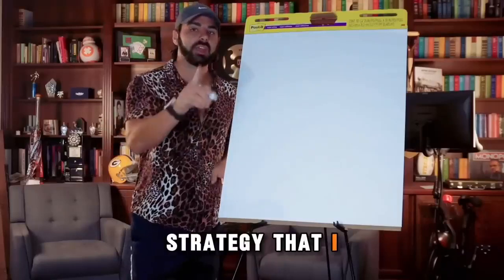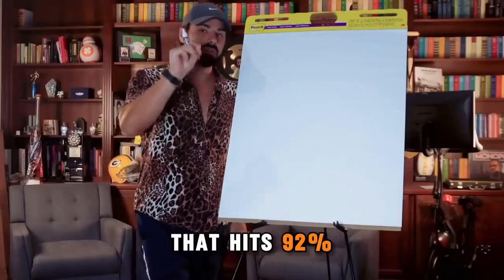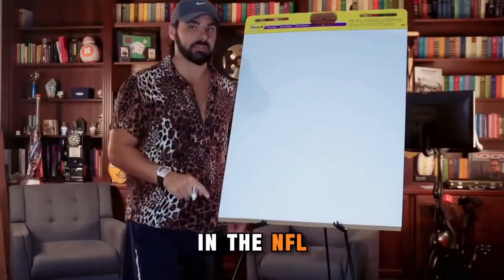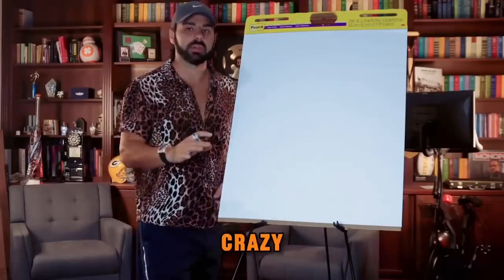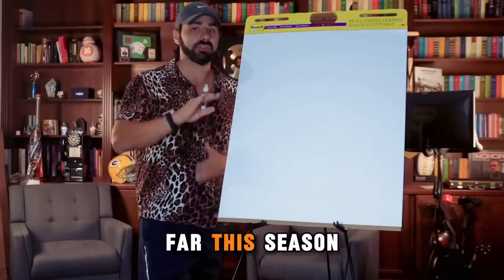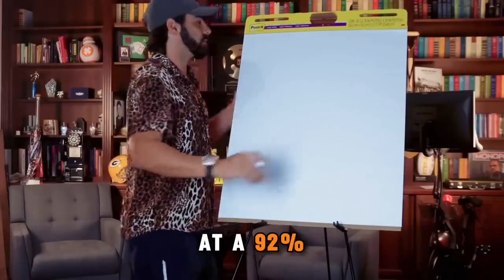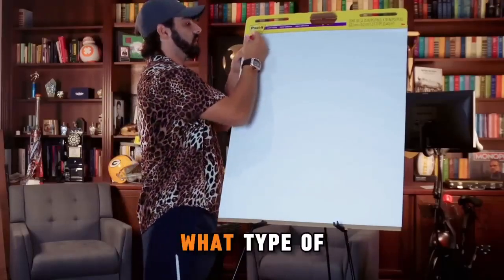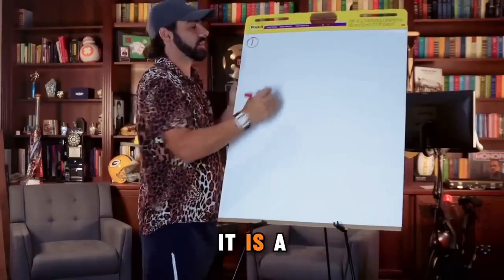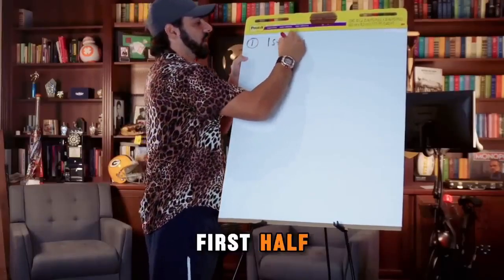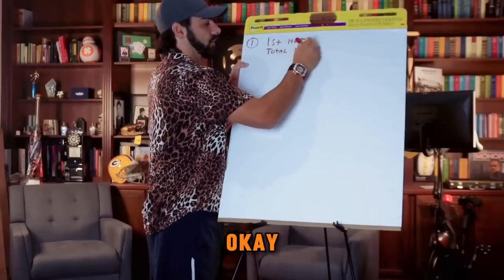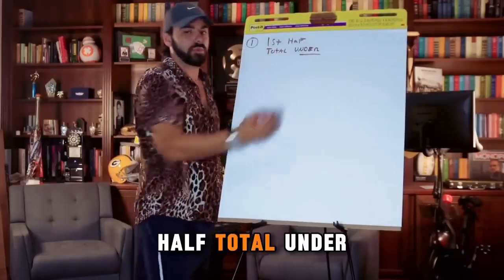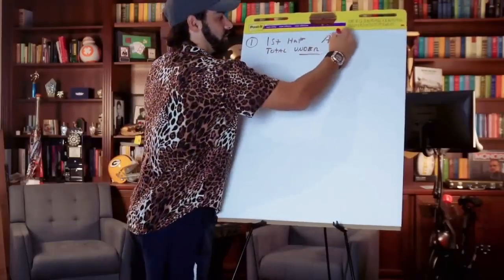This is the strategy that I use to find this play that hits 92% of the time in the NFL. Now, I know it might sound a little bit crazy, but just so far this season, this is hitting at a 92% rate. So, first thing, what type of play is this? It is a first half total under, and it's going to be an alternate number.